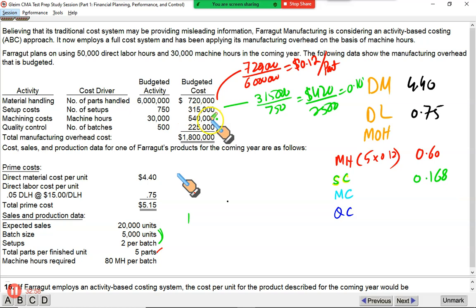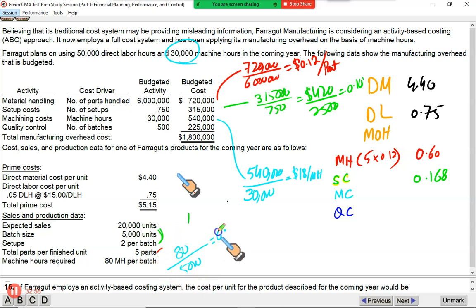Next is now the machining cost. Okay. Machining cost is 540. And this $540,000 machining cost is driven by machine hours. How many machine hours are we planning for the coming year? 30,000. So this will give us 540,000 divided by 30,000. It's $18 per machine hour. We are doing it on a per unit basis. We just established a little while ago that 80 machine hours are required for 5,000 units, which means each item requires 0.016 machine hour.